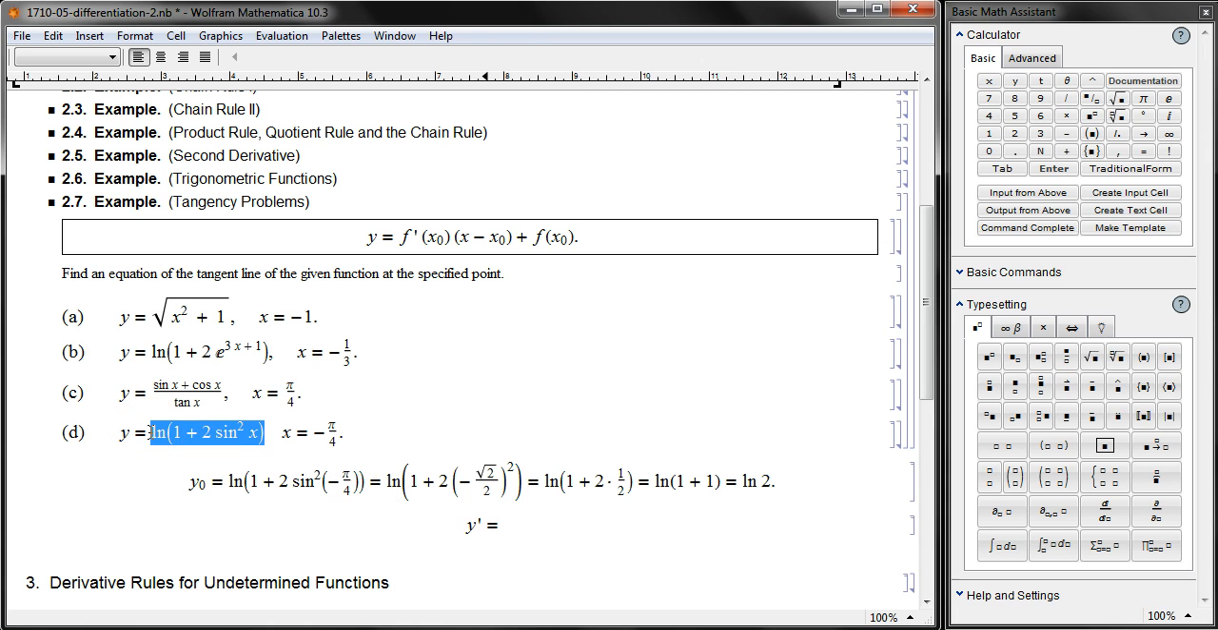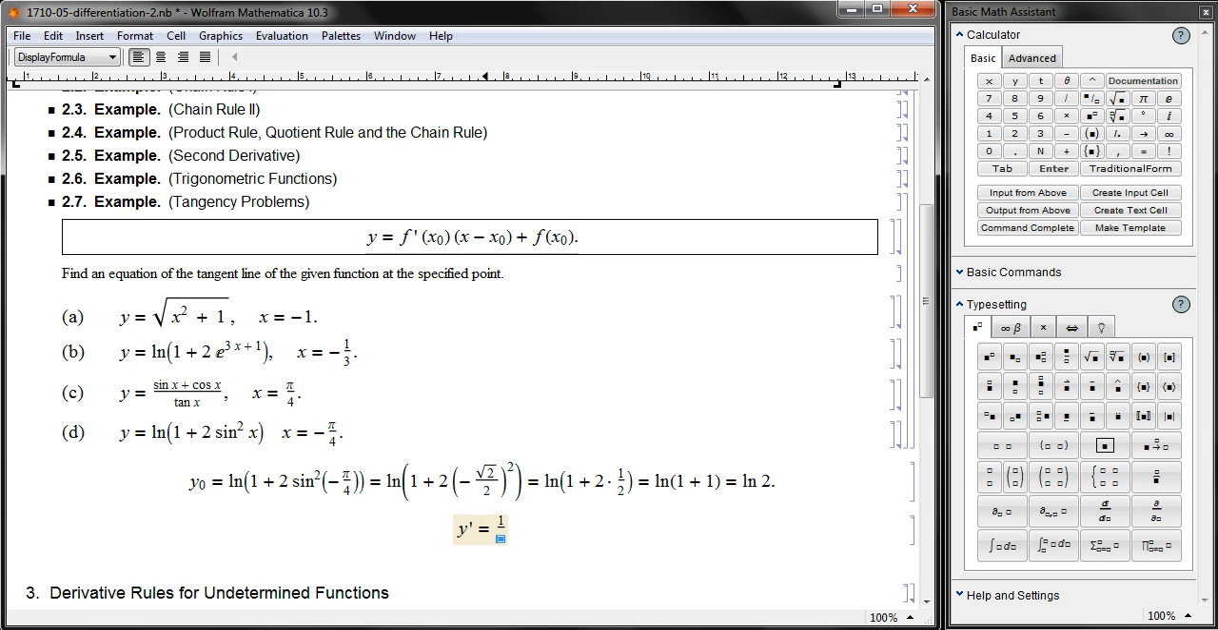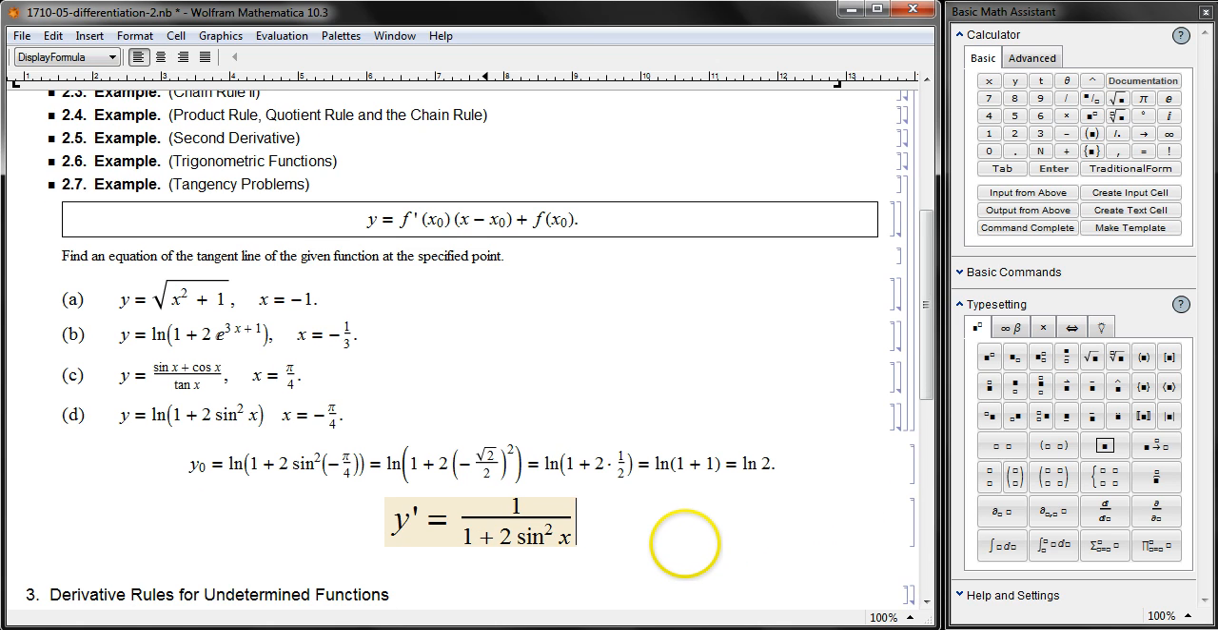Derivative of a logarithm, so let's use the chain rule. The derivative of log of x is 1 over x. So this is 1 over, and whatever the inside, 1 plus 2 sine squared of x. Now, by chain rule, we have to multiply the derivative of the inside, but if I multiply, the multiplication goes to the numerator. So let's just expand the font here, and then let's do the multiplication up here.